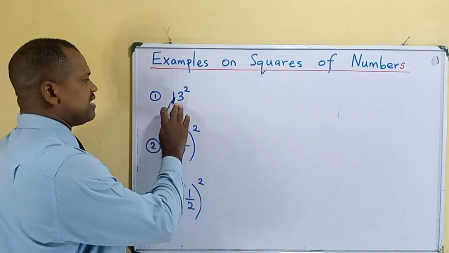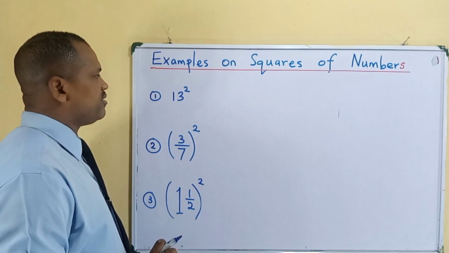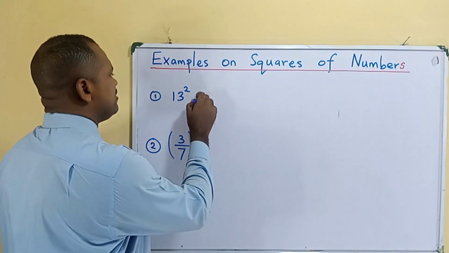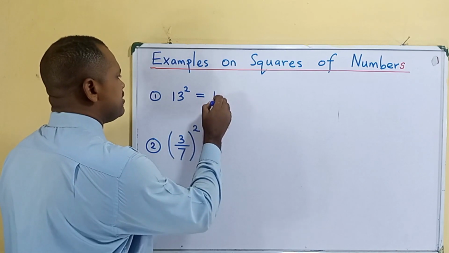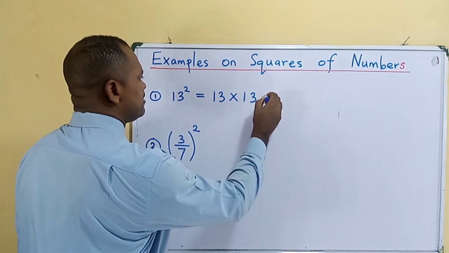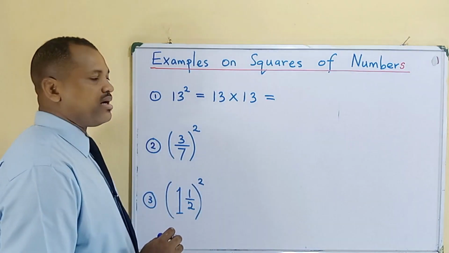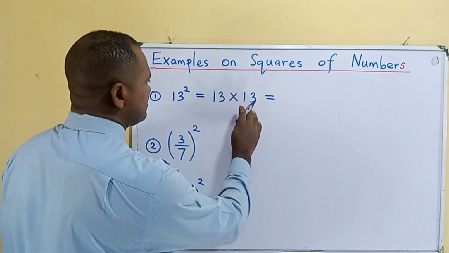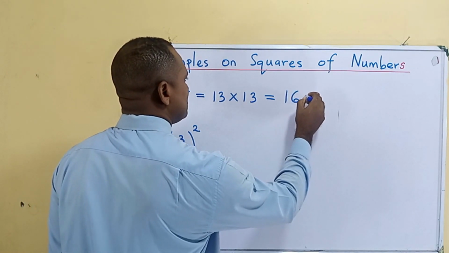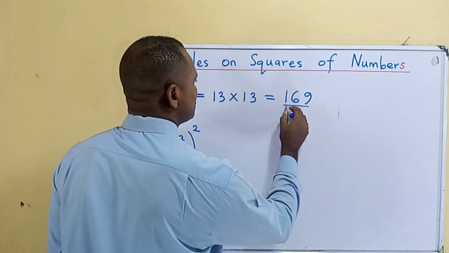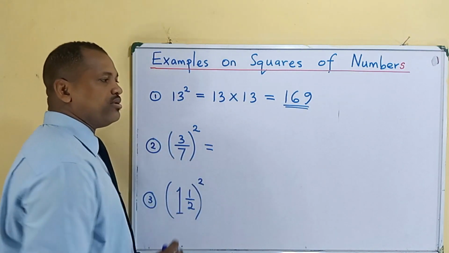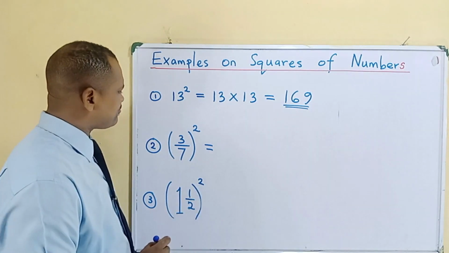Of course, this is 13 square, meaning the square of 13. And this means 13 times 13. And of course, if you multiply 13 by 13, that will give you 169. So this one is taken care of, as simple as that.